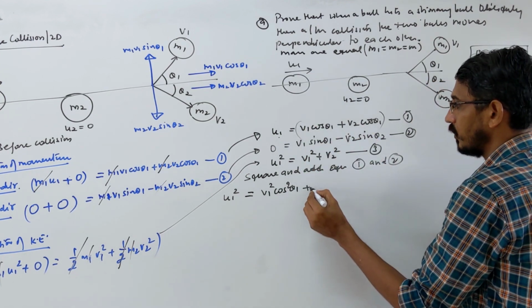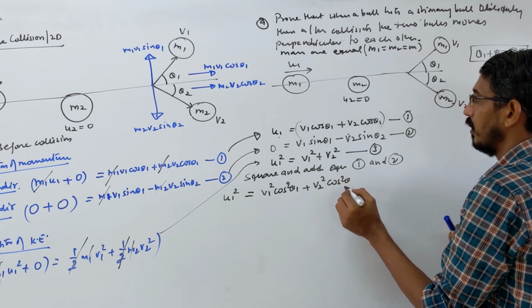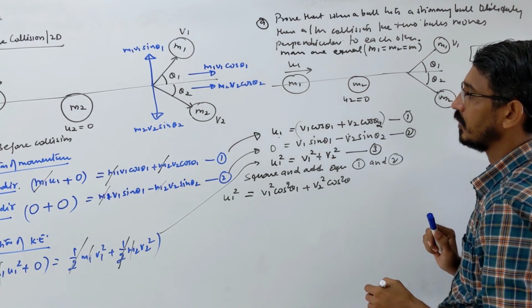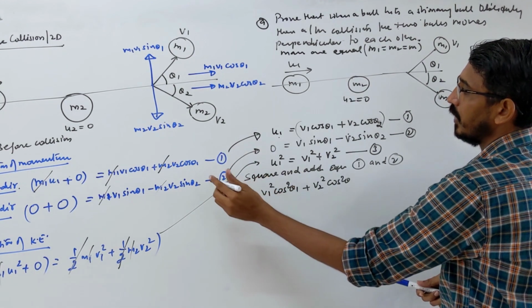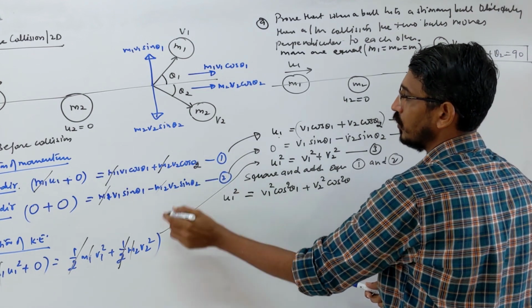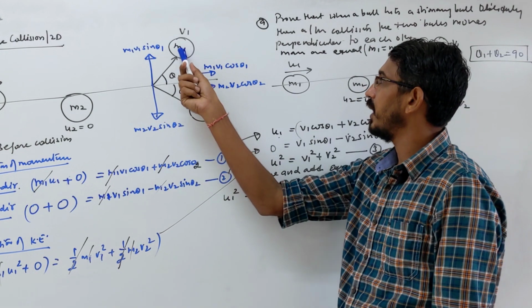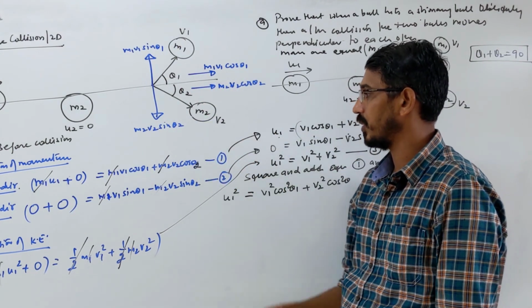Then the second term, v2 square cos square theta. I missed it here, I think it's theta 2. Okay, theta 2 only. I also wrote it wrong here, it is theta 2, correct? Please check it. This component of that body is cos theta 1, and this is the component of that body, theta 2 should come here, okay.